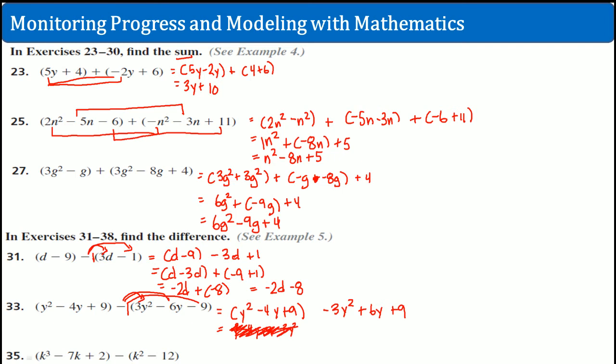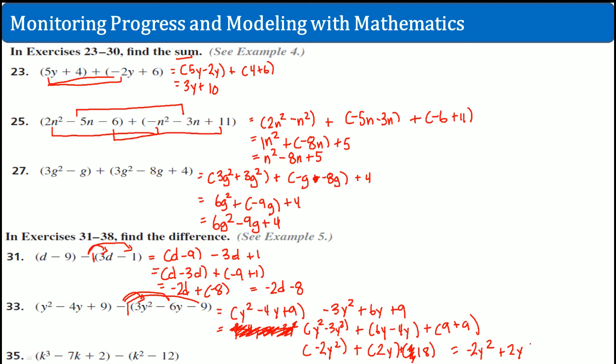Now we can just combine the terms. So I had what? y squared minus 3y squared plus 6y minus 4y plus 9 plus 9. Okay, so what does this become? This becomes a negative 2y squared plus, what does this become? 2y. 9 plus 9 becomes 18. So this becomes, what's your answer? Negative 2y squared plus 2y plus 18.